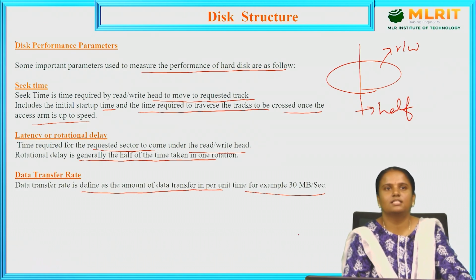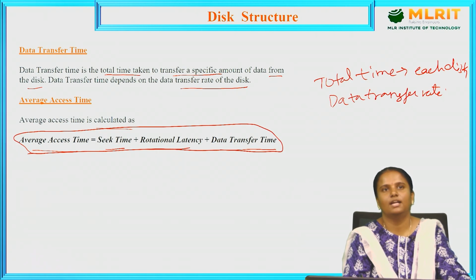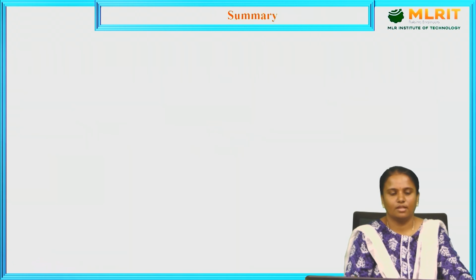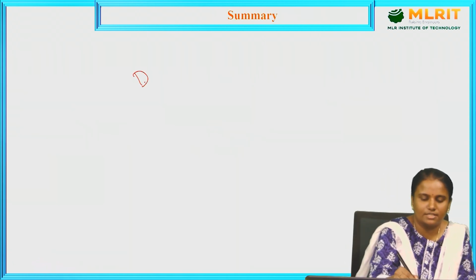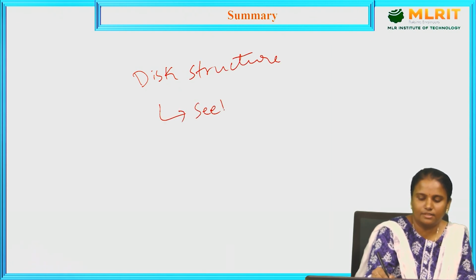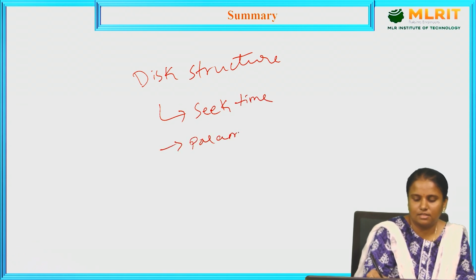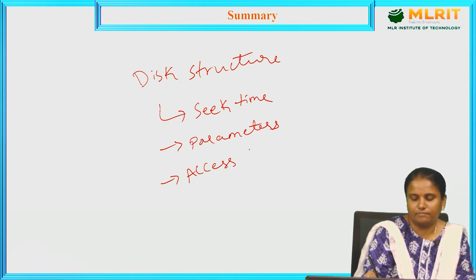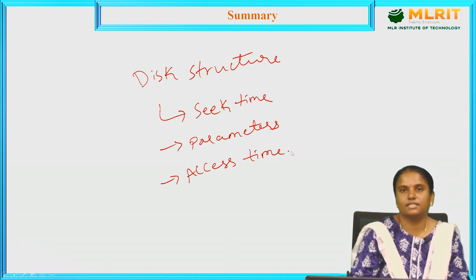So seek time, latency, data transfer rate, data transfer time and average access time are all used in disk scheduling algorithms, which we are going to see in the next session. In this session we have seen the disk structure, how to calculate the seek time, what the parameters are, and how to calculate the access time. All of this we have discussed in the disk structure.